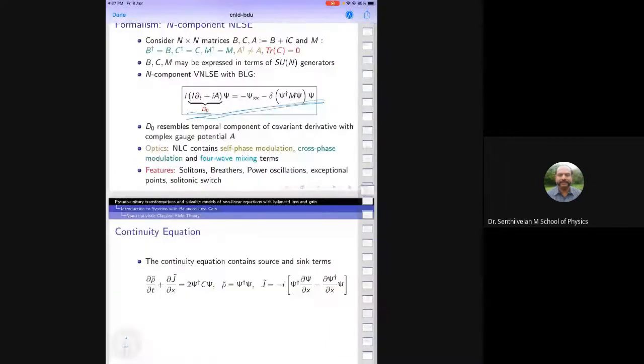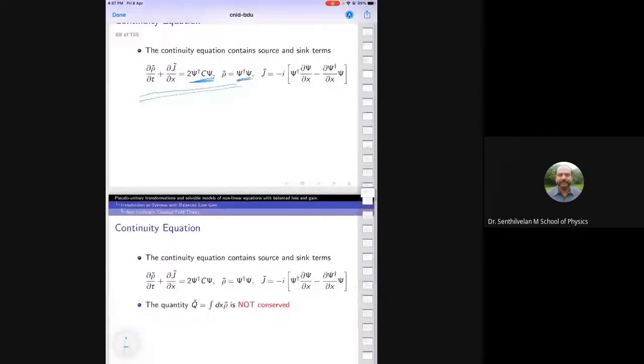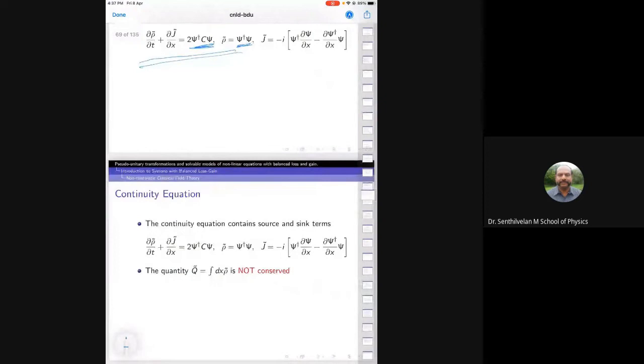The continuity equation. For the linear Schrodinger equation, one derives a continuity equation. One can calculate the continuity equation for this, and this is the expression. Now note this: depending on whether this is positive or negative, there is a source or sink term. And this is the standard definition of the density operator. But what is important is that if we define, say, Q tilde in terms of rho tilde, this is not conserved because of the source and sink term.